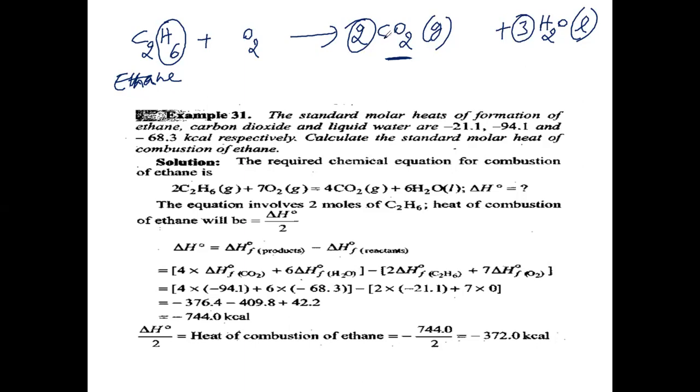Now, on the right side, how many oxygen atoms are available? 2 into 2 is 4, plus 3, that is 7. You cannot write 7 O atoms as O2 directly, since 7 into 2 would give 14. So we have to write 7 by 2 O2. Is that clear now? So like this, first write the equation, and then calculate the enthalpy change of the reaction.